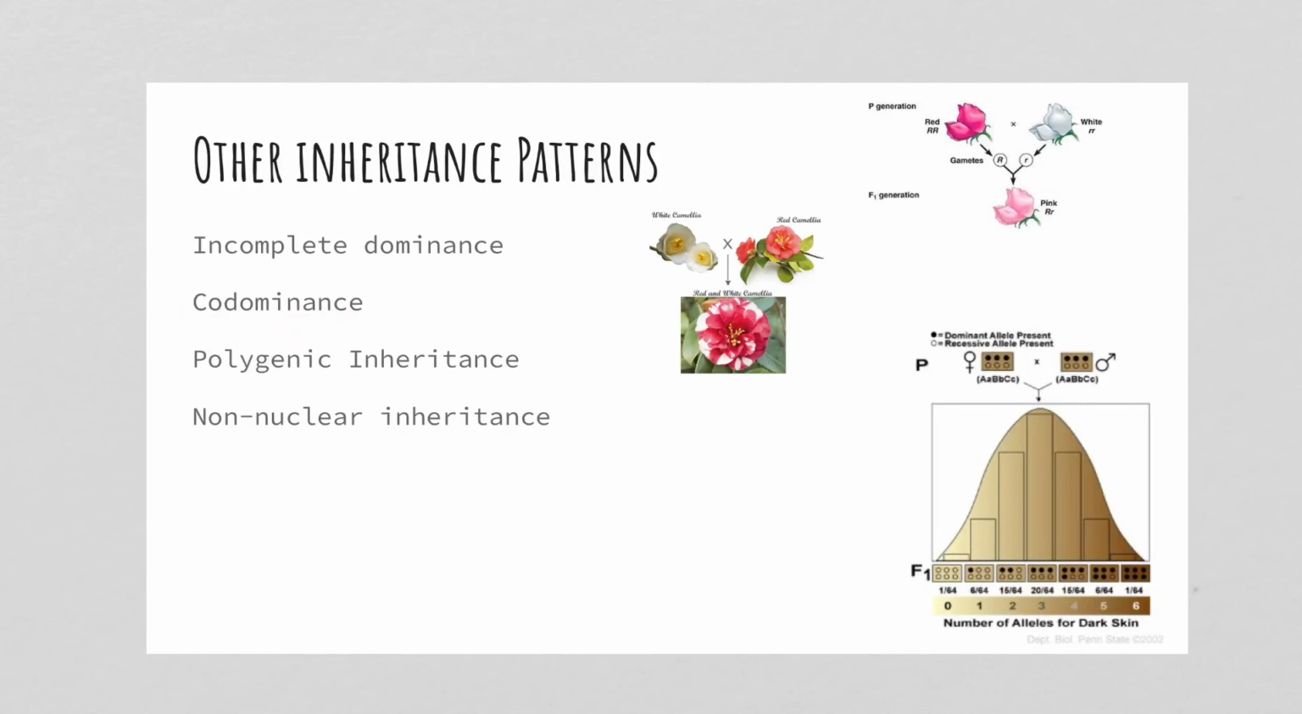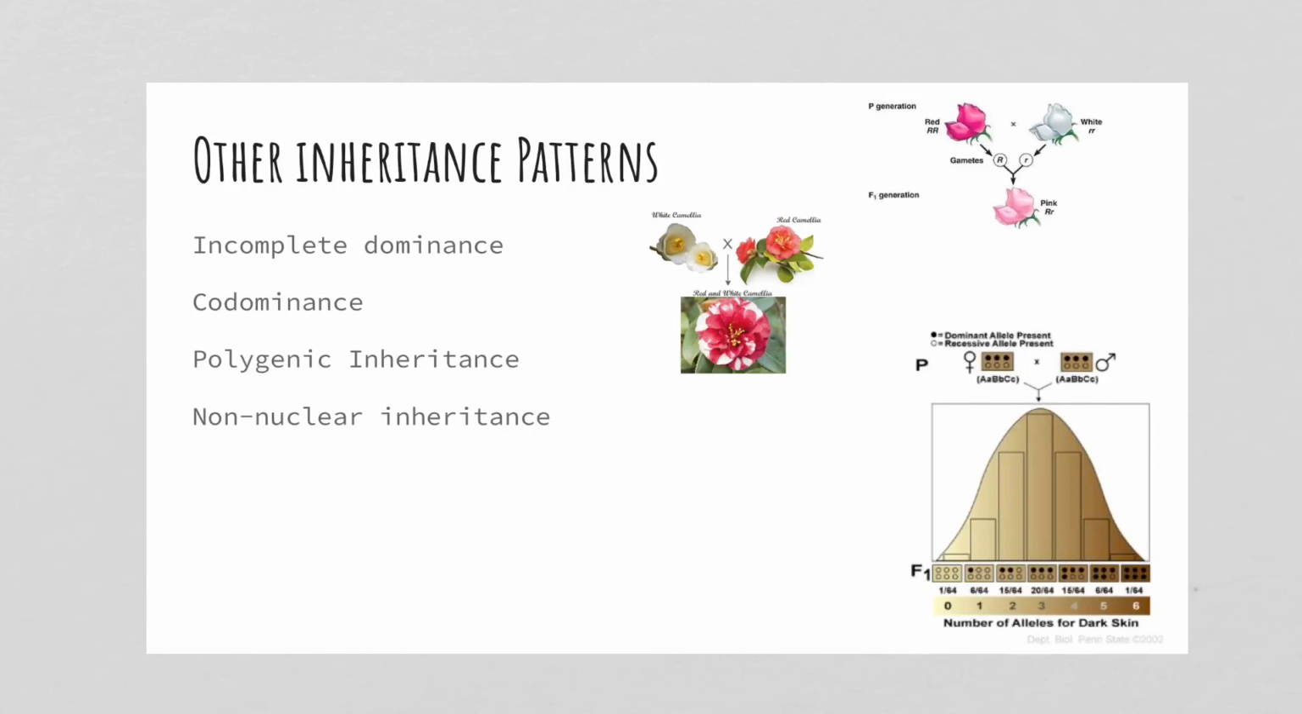Codominance, on the other hand, is different from incomplete dominance. In incomplete dominance, you're going to see a blended pattern. In codominance, instead, you're not going to see blended, but you're going to see each individual parental trait in the progeny. So here you have a white flower with a red flower, and you don't get a pink, but you get white spots and red spots. That's what we end up seeing with codominance.